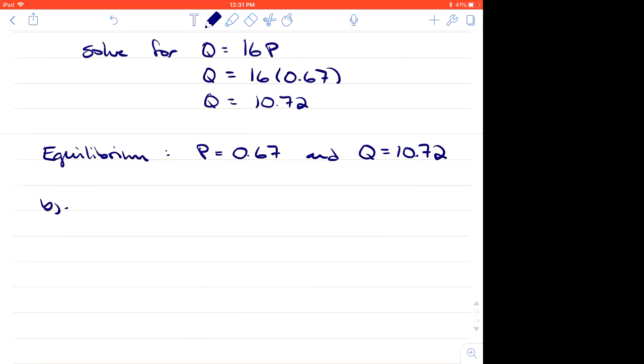How about B? We have a supply curve of Q equals 16p minus 8 and a demand curve, Q equals 16 minus 2p.